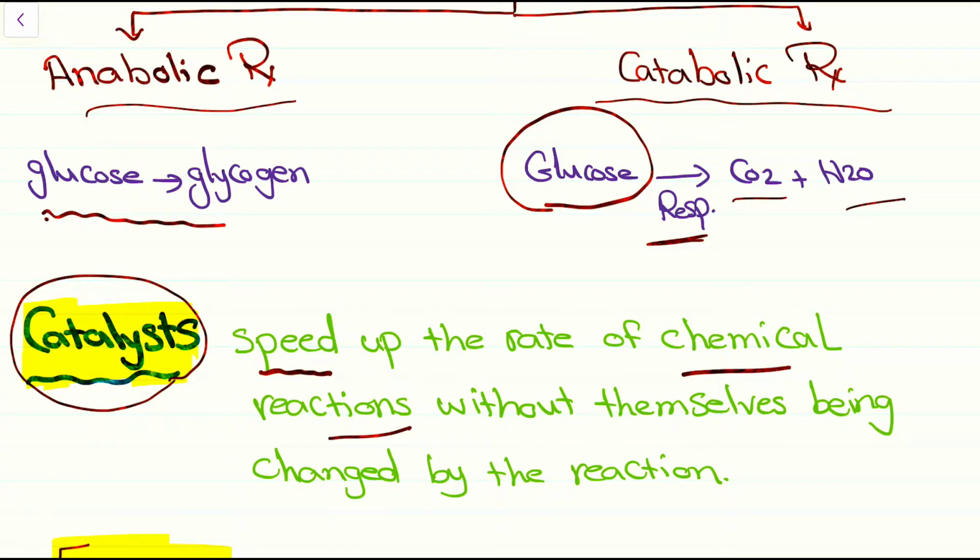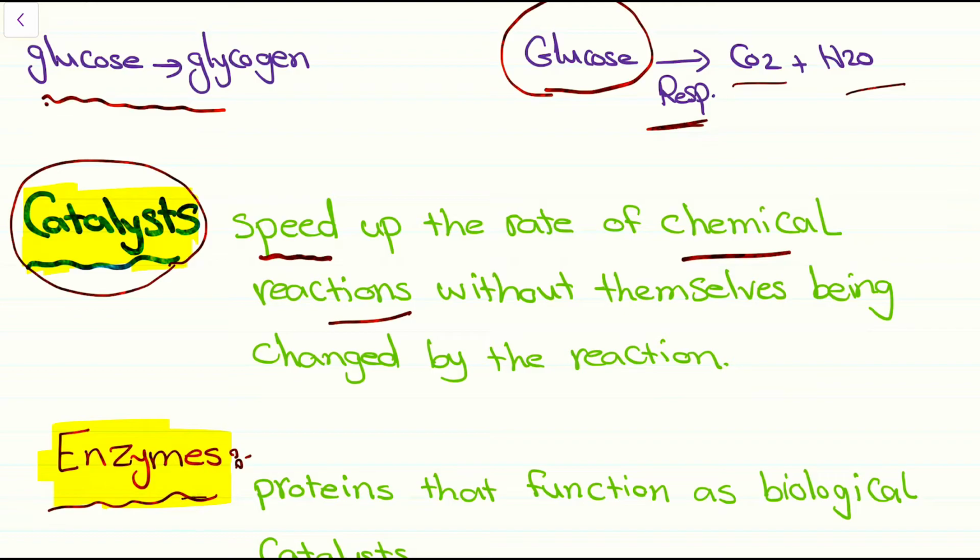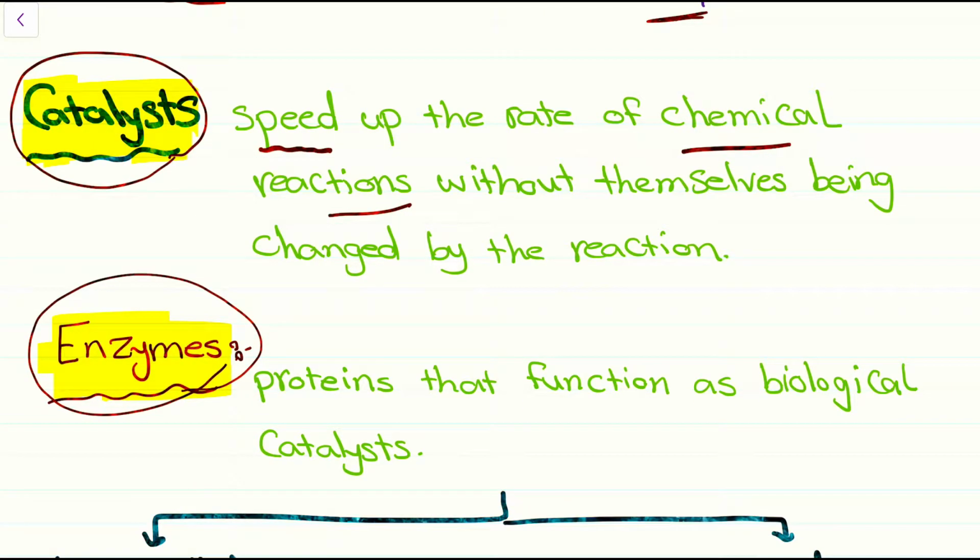Because we are living organisms and we have chemical reactions in our body or in our cells, this catalyst is called enzymes. So what are enzymes? Enzymes are proteins in nature that function as biological catalysts. What does it mean? It means they speed up the reaction without being changed.